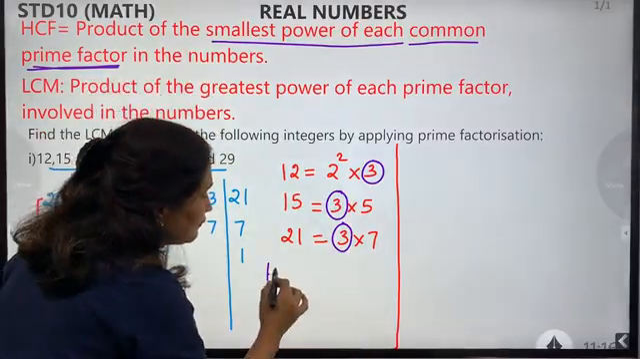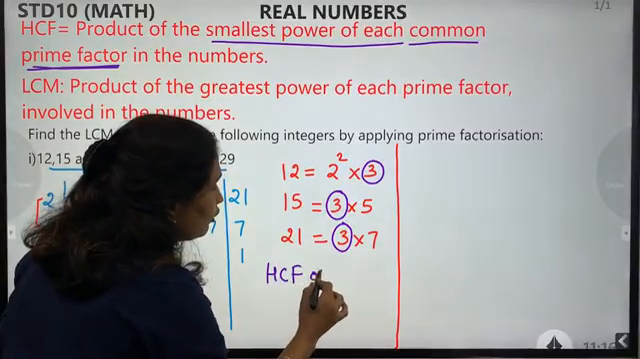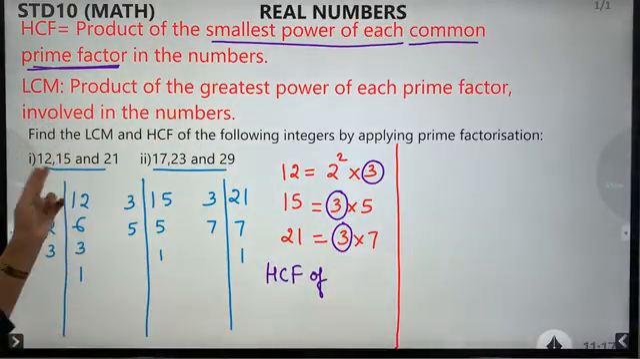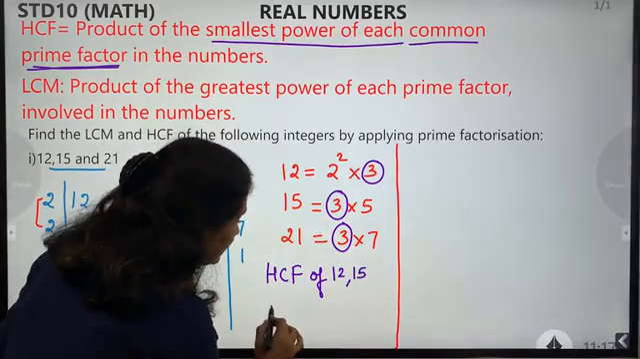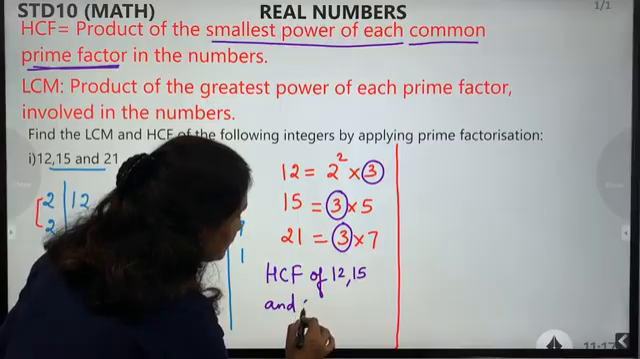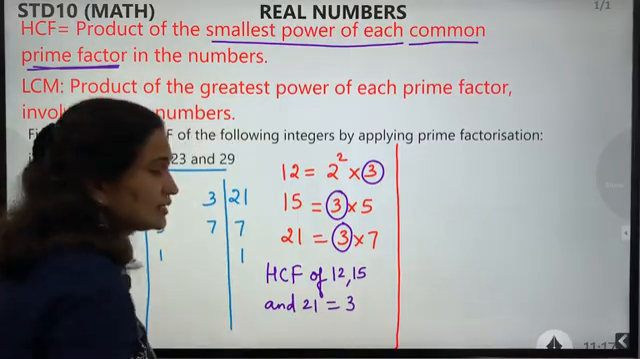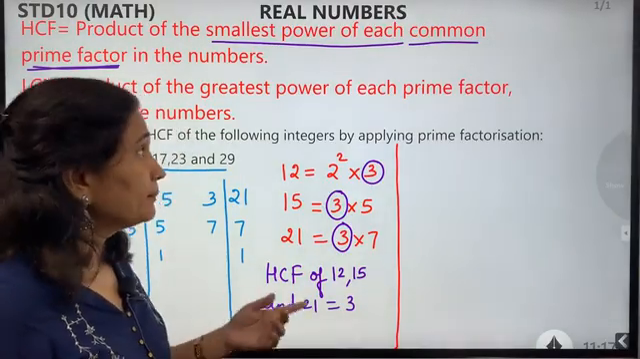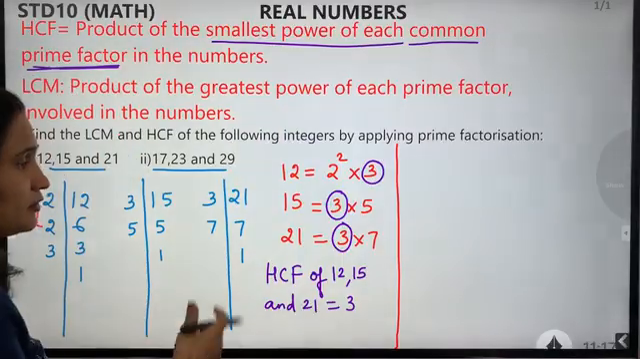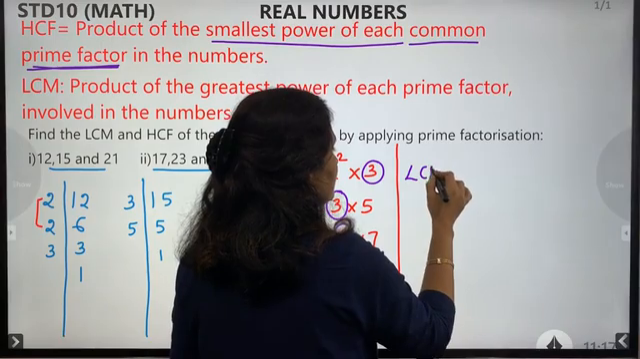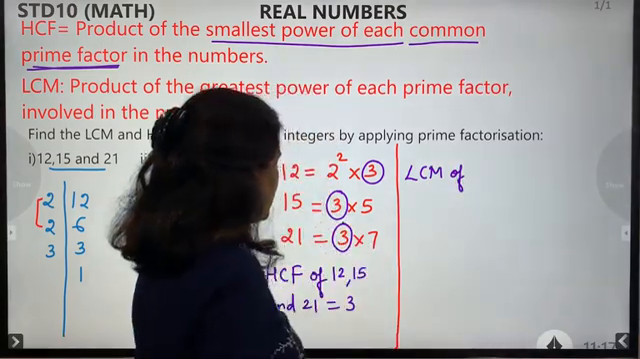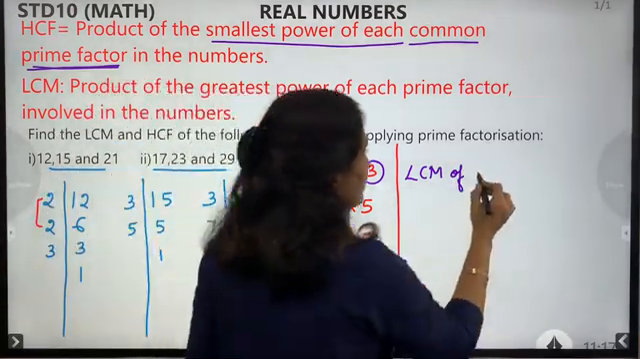So HCF in my case, HCF of which numbers, children? 12, 15 and 21. 12, 15 and 21 will be how much? 3, because that is the only common factor. But I have chosen the smallest power because all are having power 1. Now coming to the LCM. LCM of 12, 15 and 21.